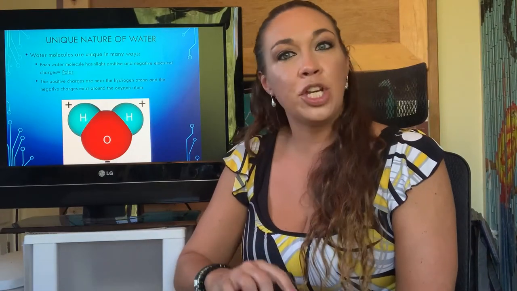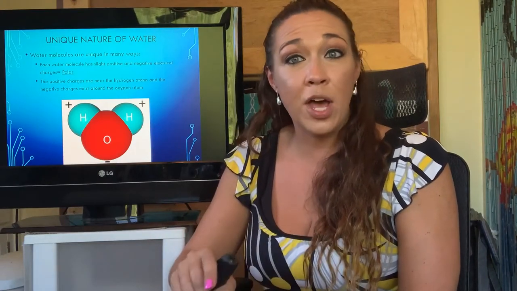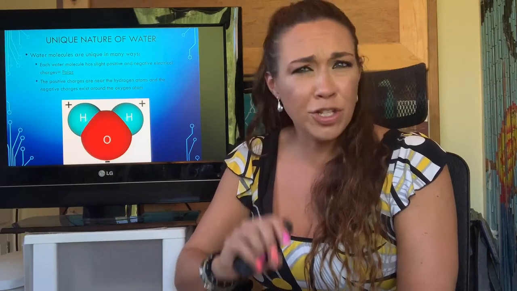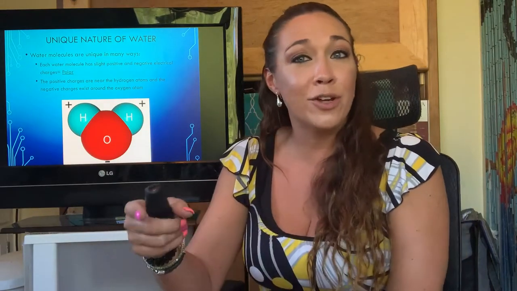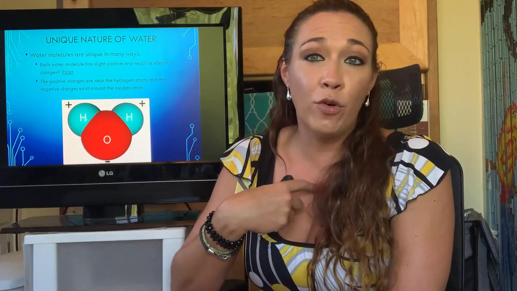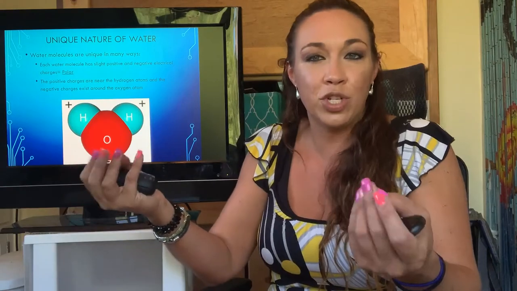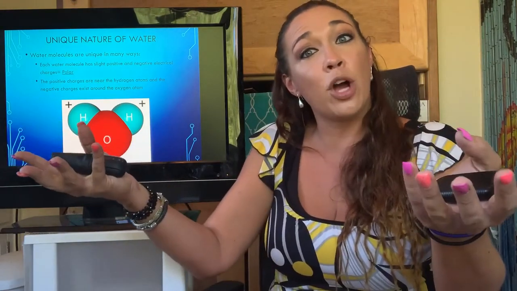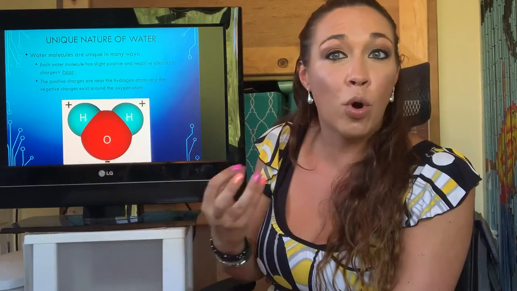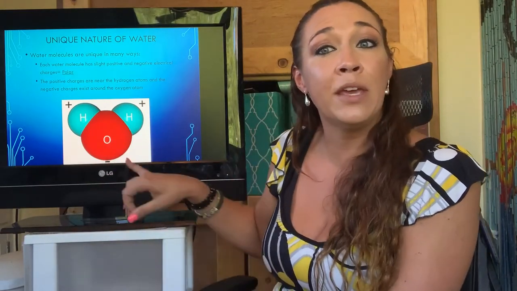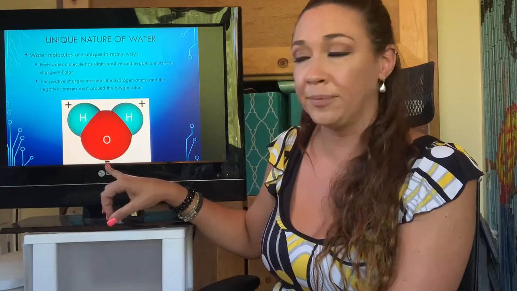Now, even though oxygen is sharing electrons with each of the hydrogens, oxygen is greedy. Instead of a 50-50 share, oxygen is actually going to take more of it. Electrons have a negative charge: protons are positive, neutrons are neutral, electrons are negative. So oxygen is sharing, except oxygen is greedy. If oxygen is taking more of the negative, it's going to be slightly negative. And that's what we see right here.